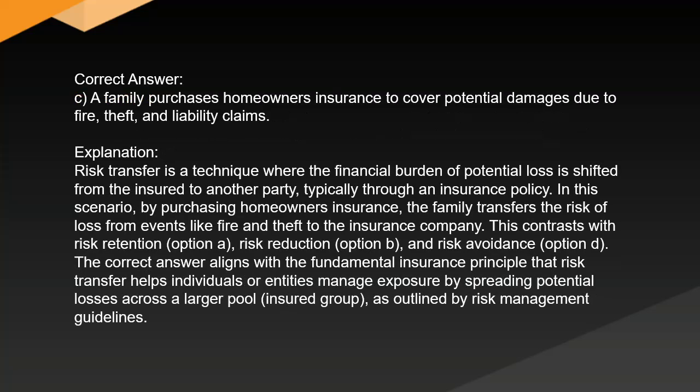Correct answer. C. A family purchases homeowners insurance to cover potential damages due to fire, theft, and liability claims. Explanation. Risk transfer is a technique where the financial burden of potential loss is shifted from the insured to another party, typically through an insurance policy. In this scenario, by purchasing homeowners insurance, the family transfers the risk of loss from events like fire and theft to the insurance company. This contrasts with risk retention, option A, risk reduction, option B, and risk avoidance, option D.